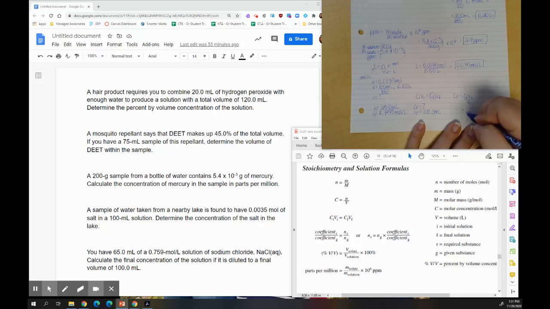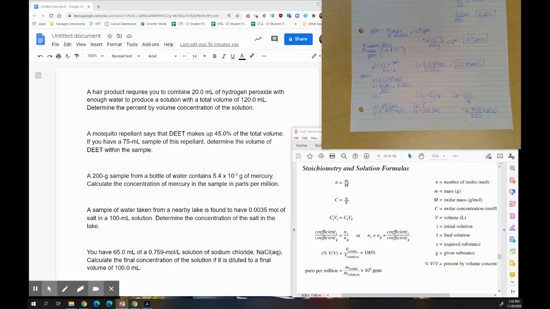So my CI is 0.759. Multiply that by my initial volume, which is 65.0. And divide it by my final volume, which is 100.0. Okay, and for an answer, let's look at the significant digits before you take that answer out of your calculator. 3 sig digs, 3 sig digs, 4 sig digs. So we're going to go to 3. My final answer would be 0.493 moles per liter.